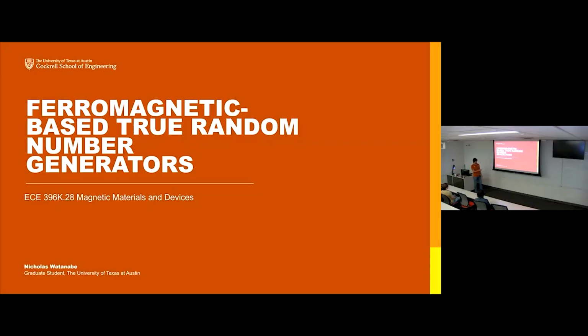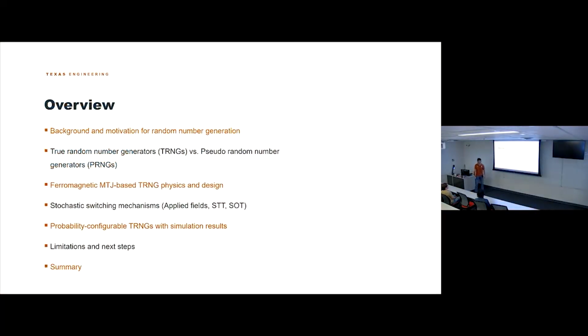Just to give a little overview of what I'm going to talk about today, I'm going to go into the background, the motivation first for true random number generators. I want to talk a little bit about the difference between true random number generators and pseudo random number generators, which is what I was more familiar with when I started looking into this. Then I want to talk about the basic magnetic tunnel junction structure with ferromagnetics, and how we leverage this for true random number generator physics and design.